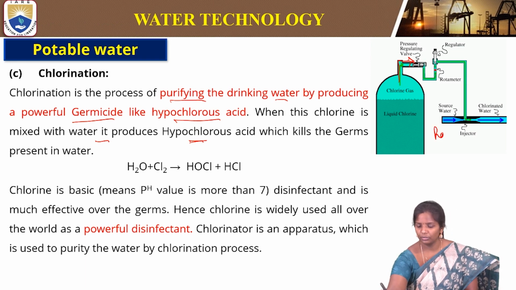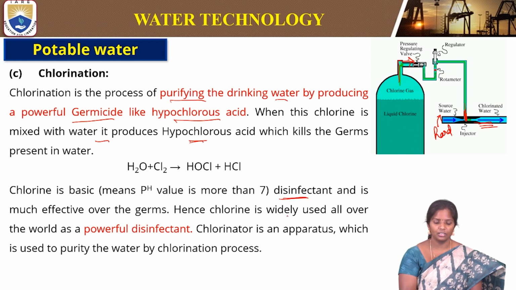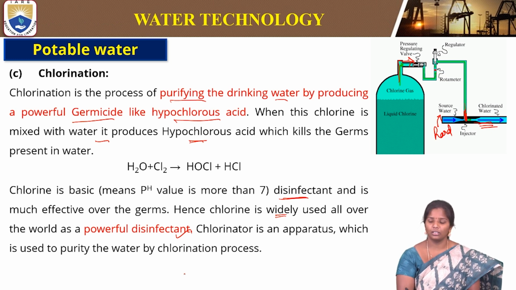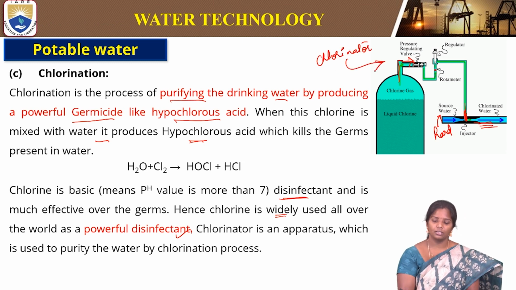So this is the hard water. Once it is treated, it forms chlorinated water. Chlorine is basic, having a pH more than 7. It is a disinfectant and is very effective against germs. Hence chlorine is widely used as a powerful disinfectant. And the chlorinator is the apparatus that is used for purifying the water.